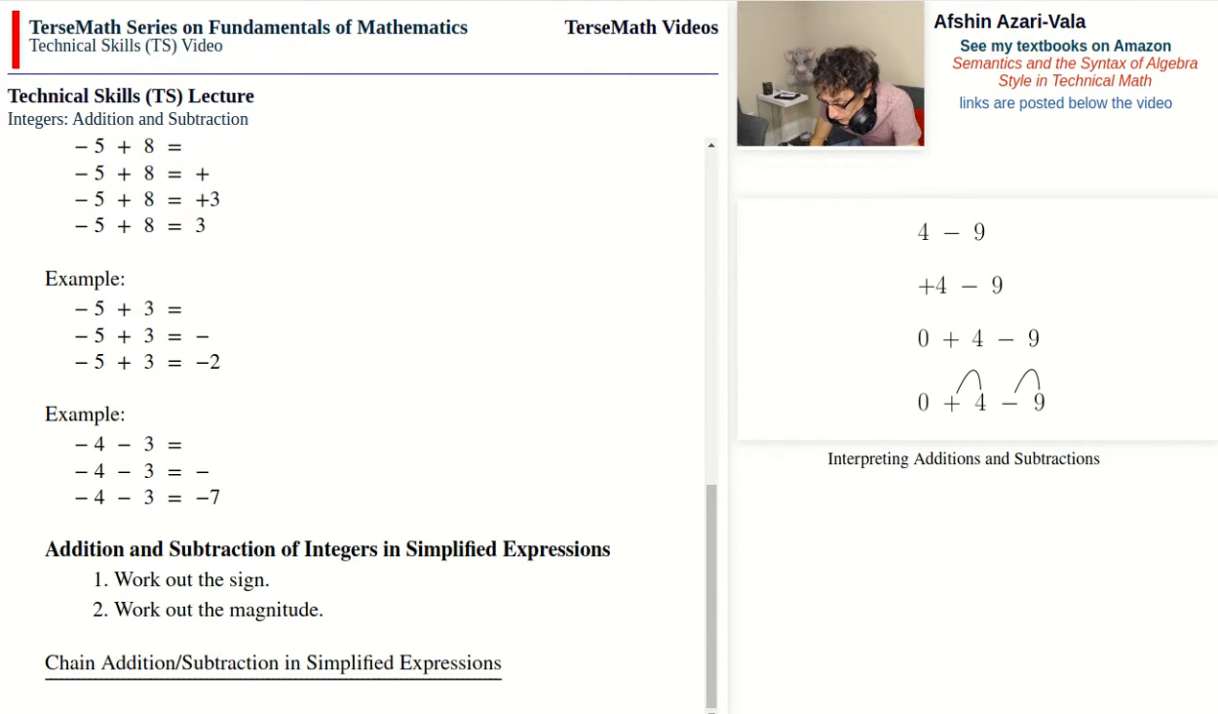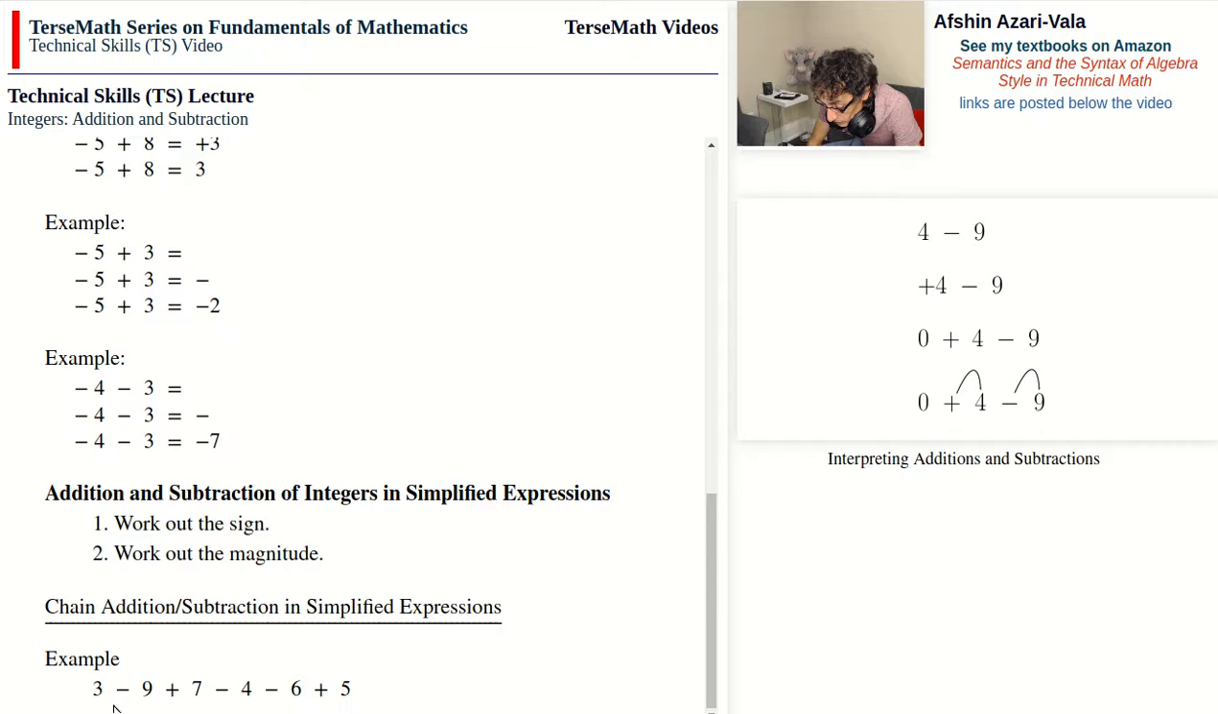Now, if you have a chain addition and subtraction and the expression has been simplified. As an example of that, we have the problem 3 minus 9 plus 7 minus 4 minus 6 plus 9. And we want to work this out. Now, one thing about extending what I just said to longer expressions like this one is that it is somewhat inefficient to keep comparing the size of the gain and the size of the loss, and then arguing whether you should subtract or add.